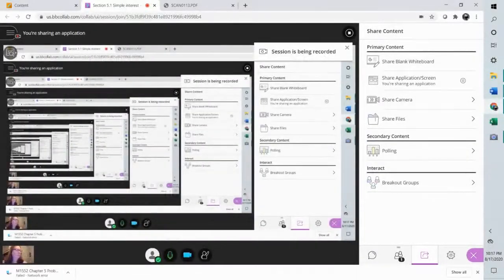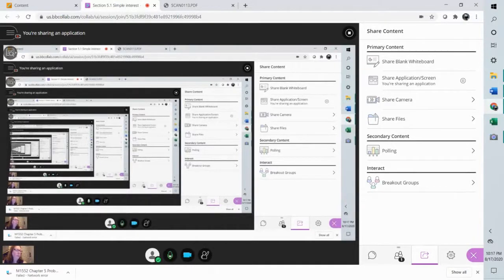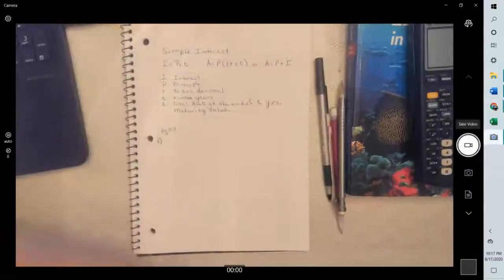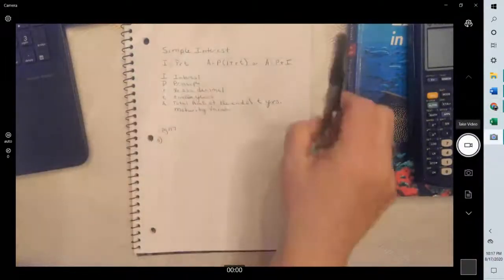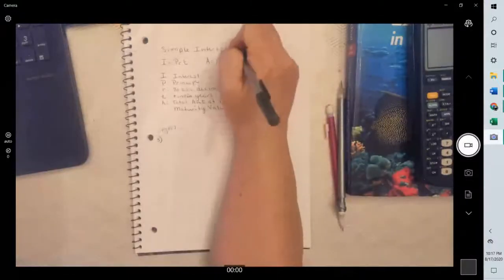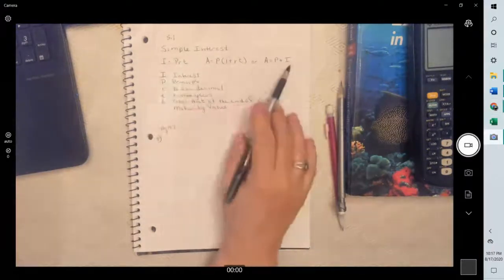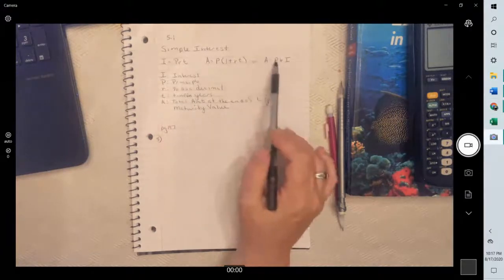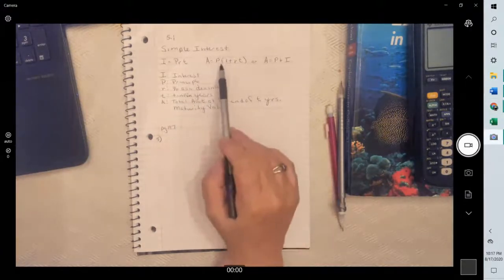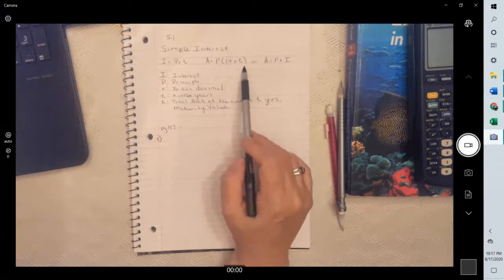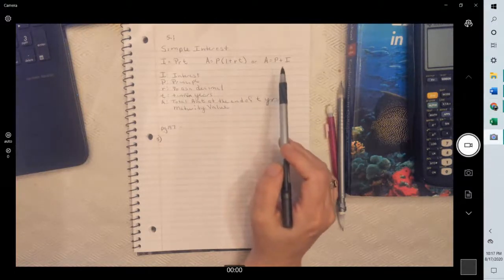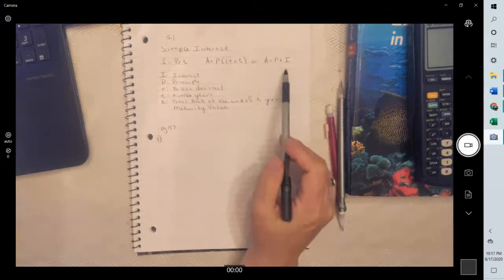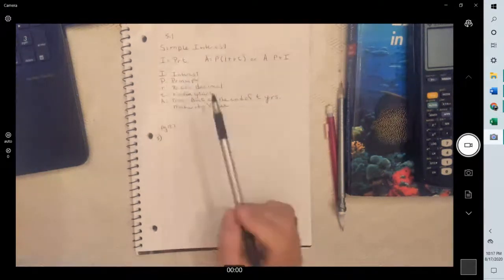Hello. This recording will be about simple interest. When we're working with a simple interest rate, and this is from section 5.1, we have three formulas. Really, you only need two formulas. I equals PRT, and then either one of these, where A equals P times (1 plus RT), or A equals P plus I, the principal plus the interest, because I is your interest, the amount of interest that you're making.